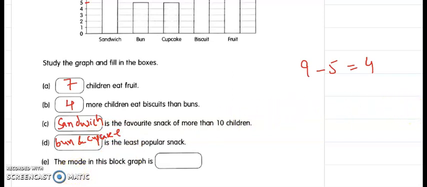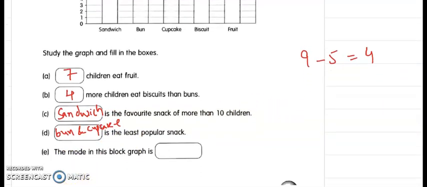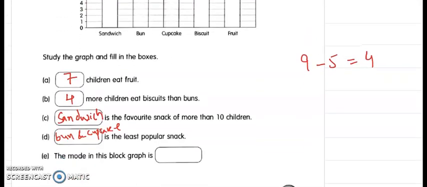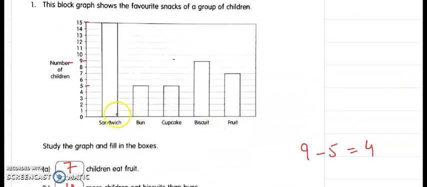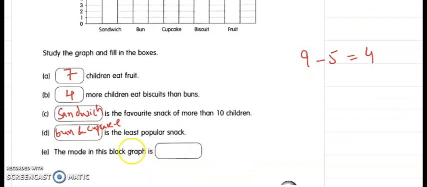Now the mode, we say, is the highest value, the number which is repeated more times. You can see here sandwich is eaten by the most students. It is the favorite of more students. It is 15, which is the highest number. That is called the mode of that data. So I will say the mode in this block graph is sandwich, because sandwich is for the most students.